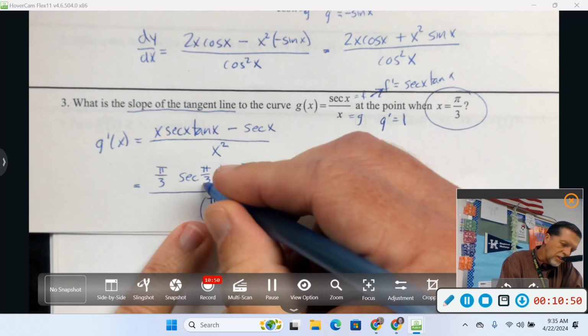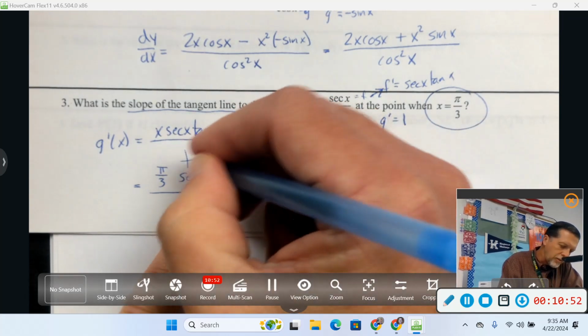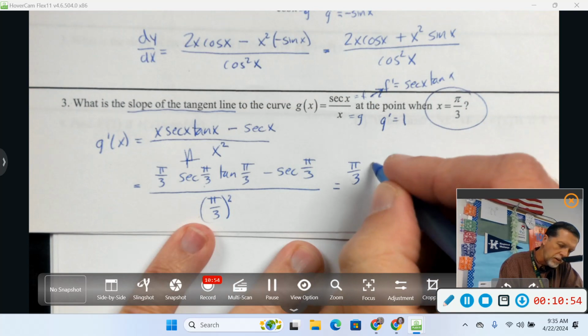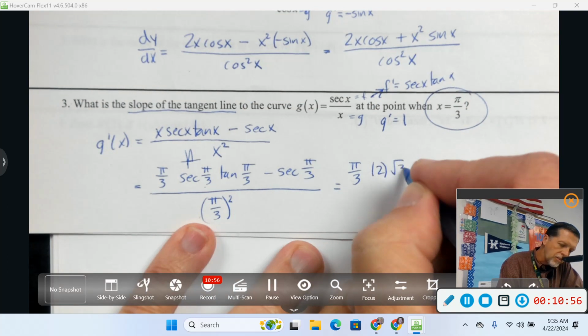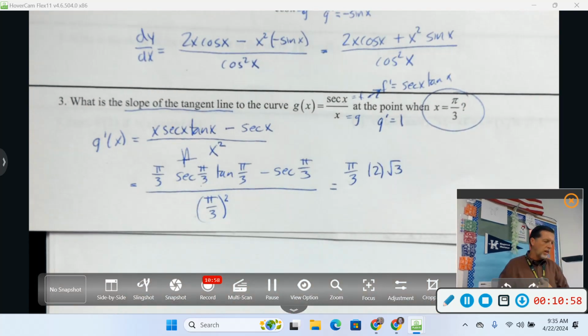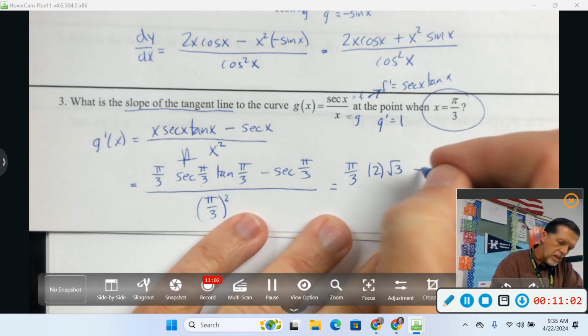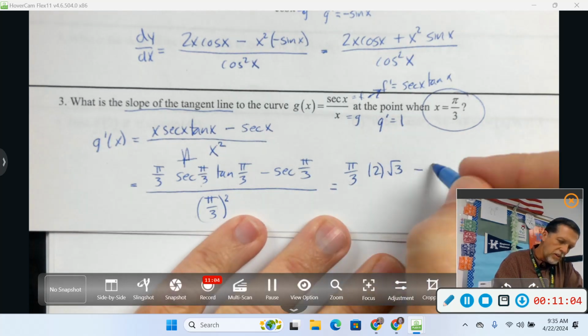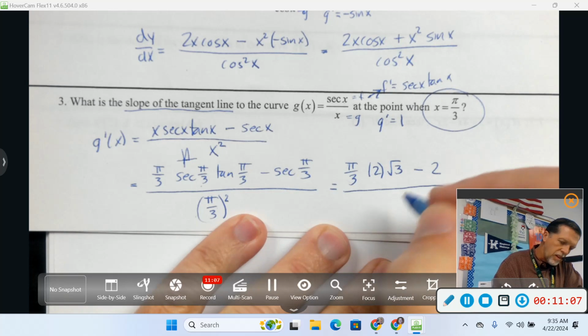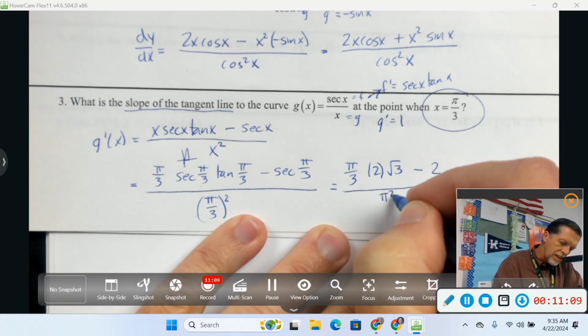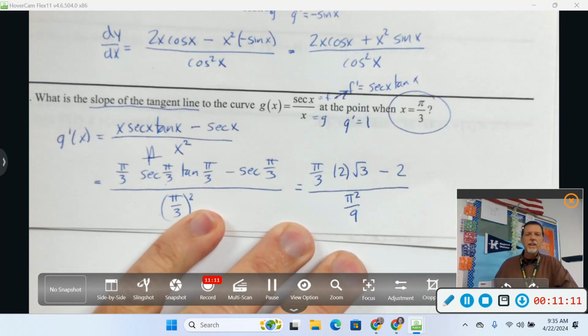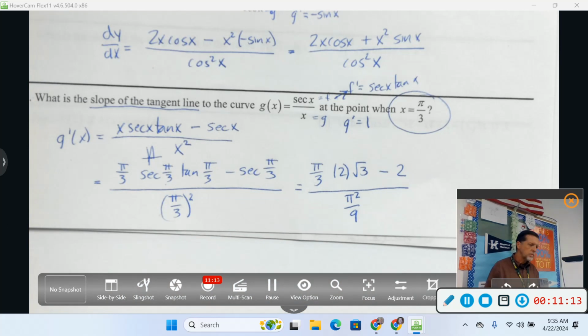Okay, secant of pi over 3. I feel like we just did that. That was 2. Tangent of pi over 3 is the square root of 3. Secant of pi over 3, that's still 2. All over pi squared over 9. That is a safe stop.